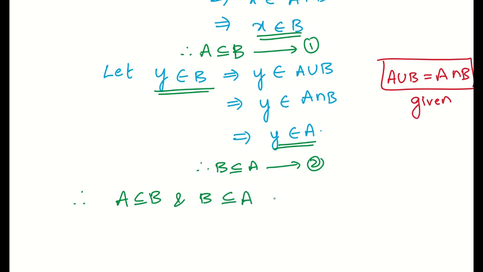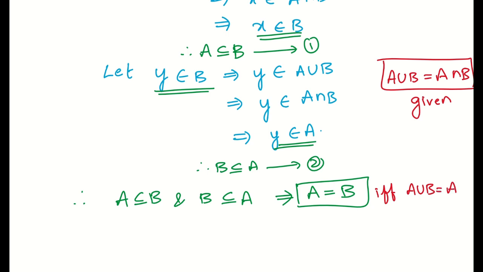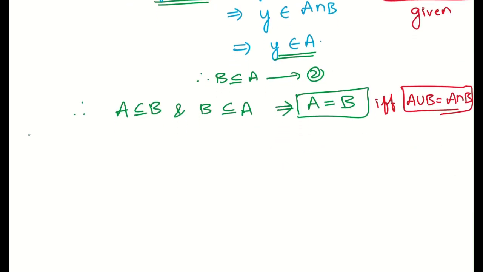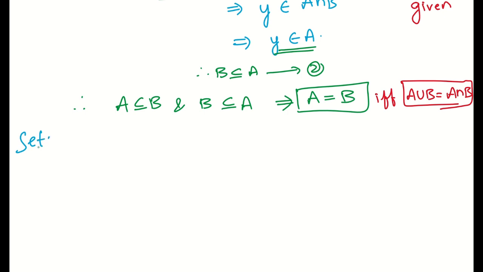With the help of equality of sets, I can say that A must be equal to B. So when can I say A must be equal to B? If and only if A union B is equal to A intersection B. So I have taken one statement as true and I have proved the other one. Now let us see the second step. What is the second step? Let me write it down, I'm sorry. So assuming step number 2.